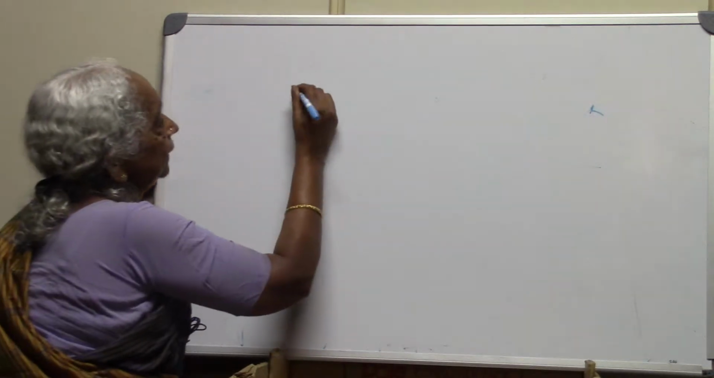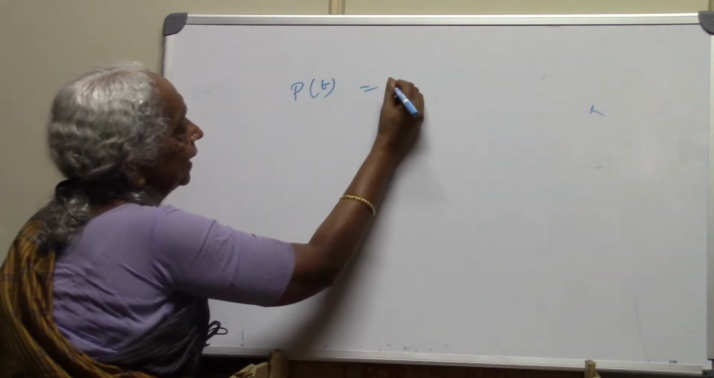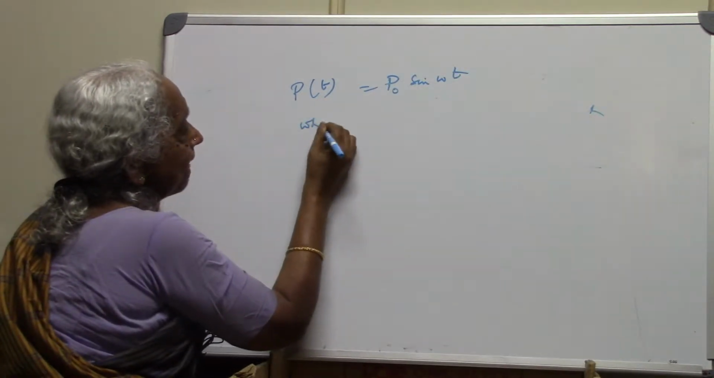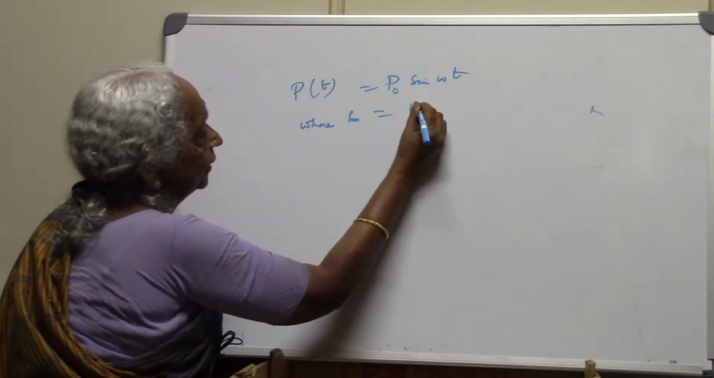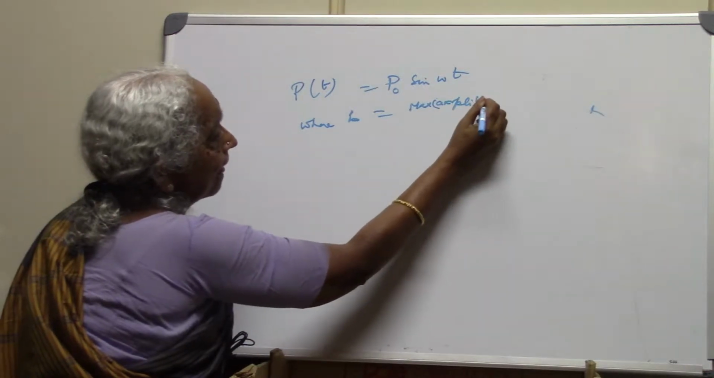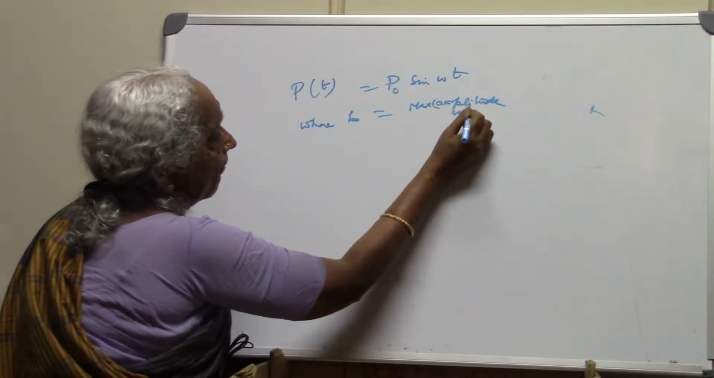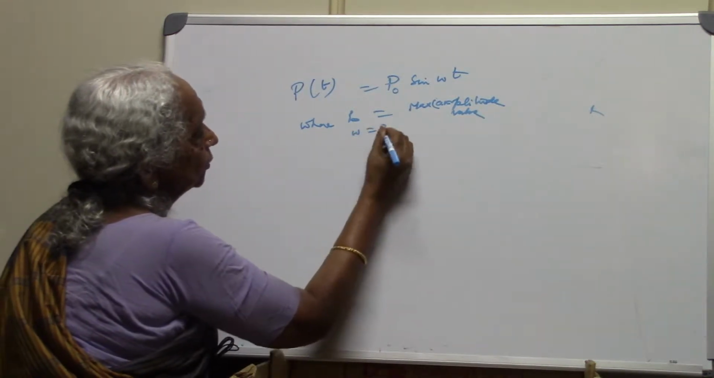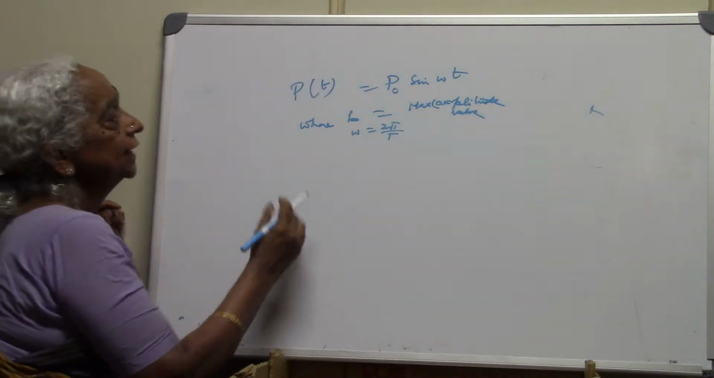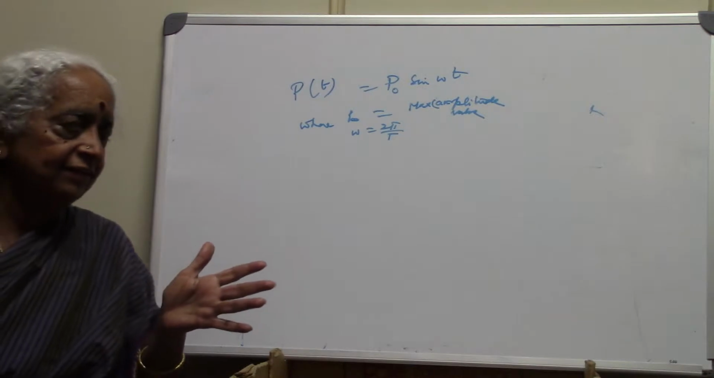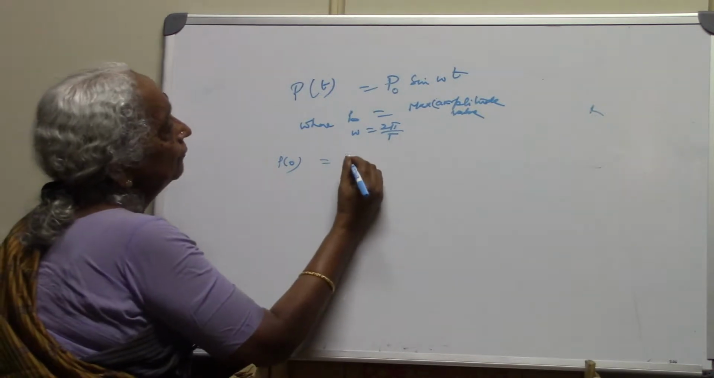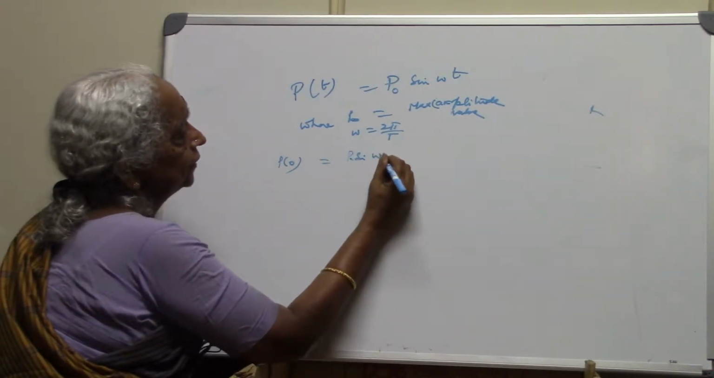Now here the parameter at any time t is given by the sinusoidal variation P naught sine of omega t, where P naught is the maximum value, the amplitude, and omega equal to 2 pi by capital T is the angular frequency of the simple harmonic variation. I am going to discuss one complete cycle. P at 0 will be equal to P naught sine of omega into 0, which is 0.